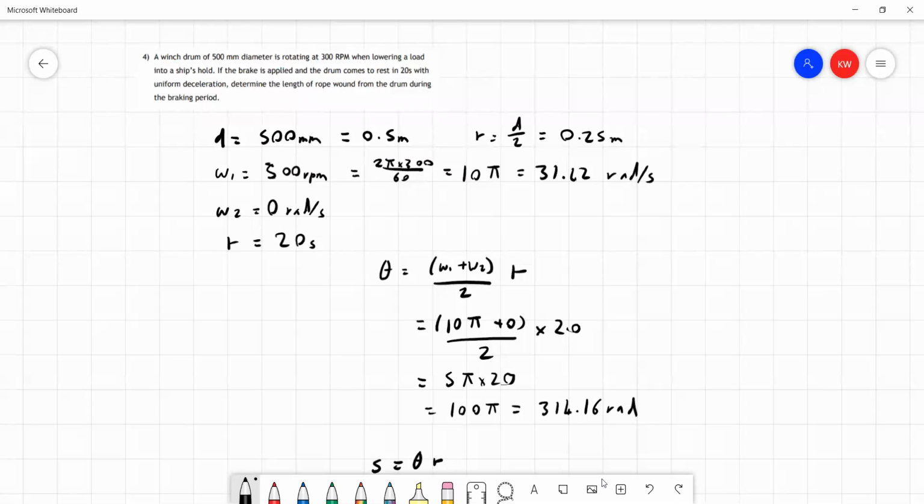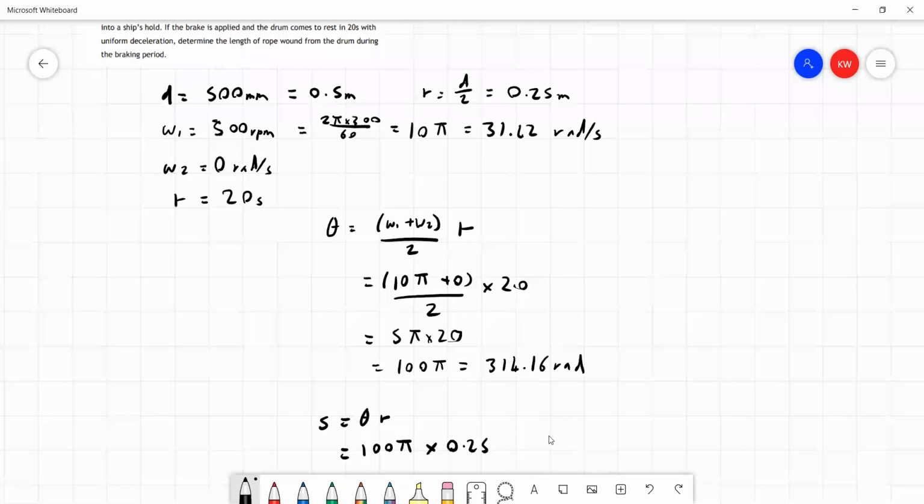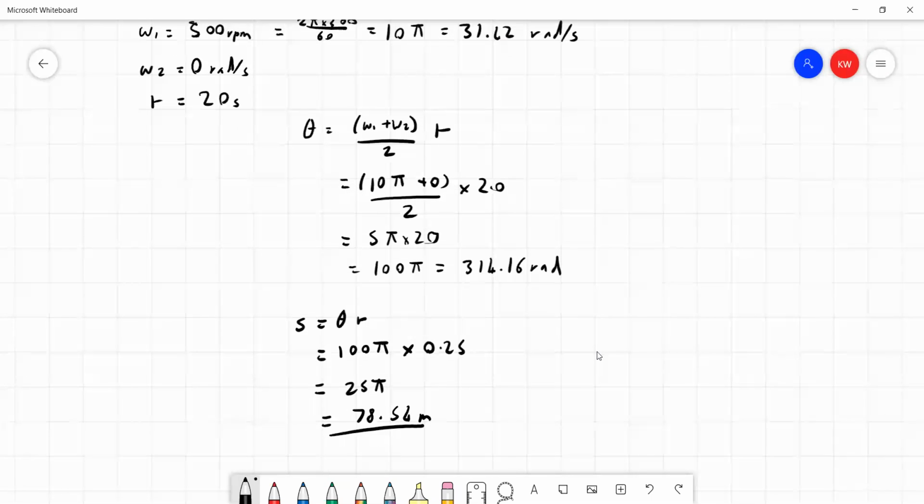When we have a drum rotating at these angular velocities in this time period, we can work out the angular displacement, and then using our bridging equation, we can work out the distance travelled linearly by the load, which gives us how much rope has unwound in that time.